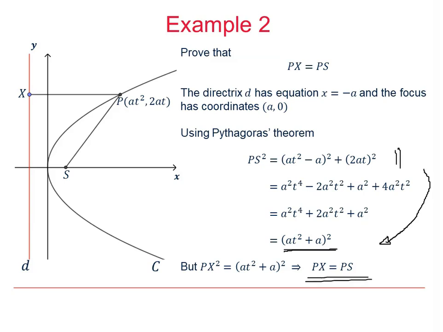Right, remember that what I said was that that proof is not one which is required. However, the result that PX equals PS definitely is. You should be very familiar with this idea that the focal distance of a point is equal to its distance from the directrix.